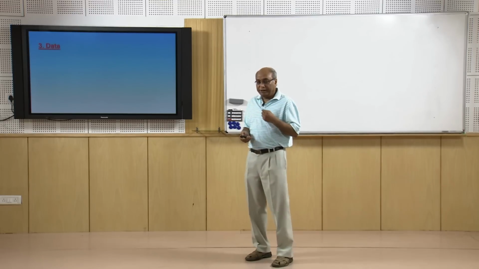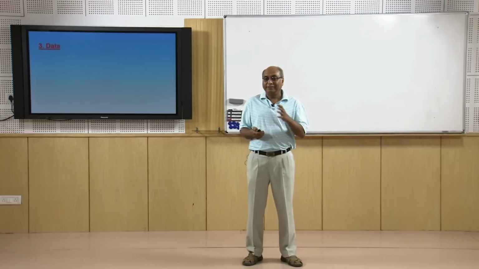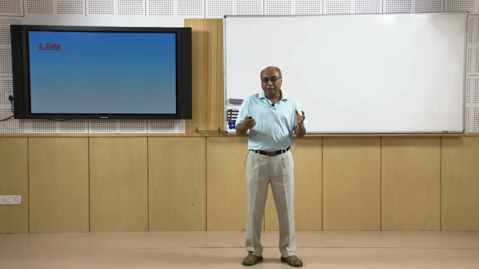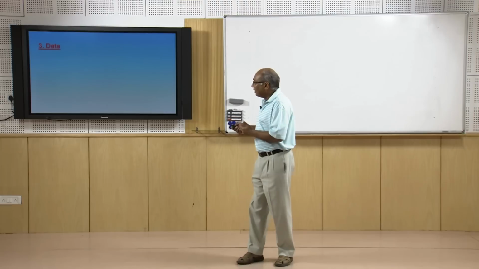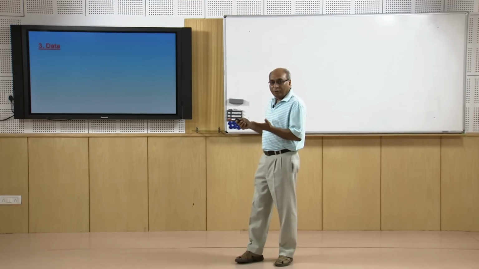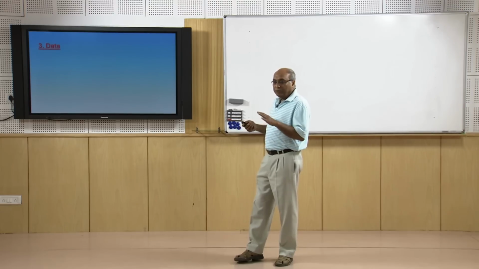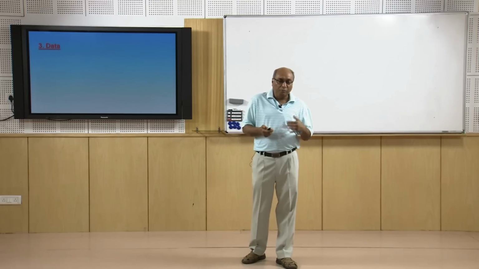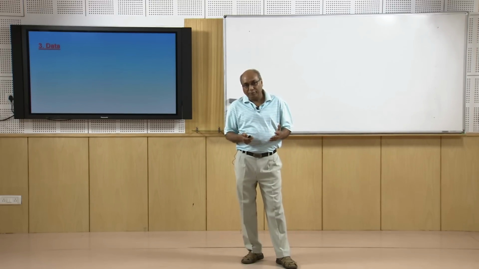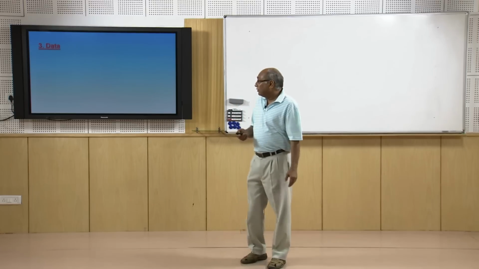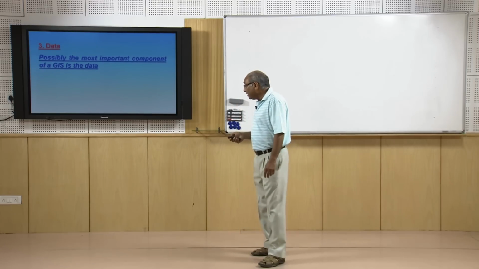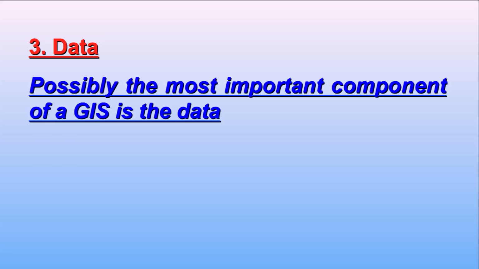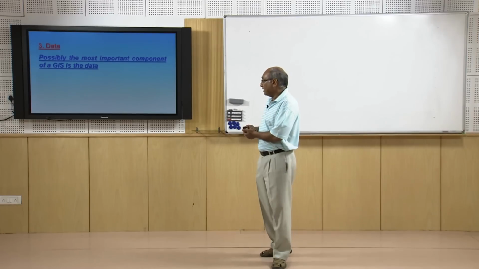Now third, and in my opinion again a very important component, is the data. As for the carpenter it is the wood or material which he will use to prepare furniture, here we will make maps or tables or reports. Without data you may have good hardware, you may have the most popular and most advanced GIS software, but if you do not have the data, it is of no use. So data is very important, and that is why it is mentioned here that possibly the most important component of GIS is the data. Without data your GIS cannot run, like without wood a carpenter cannot work.